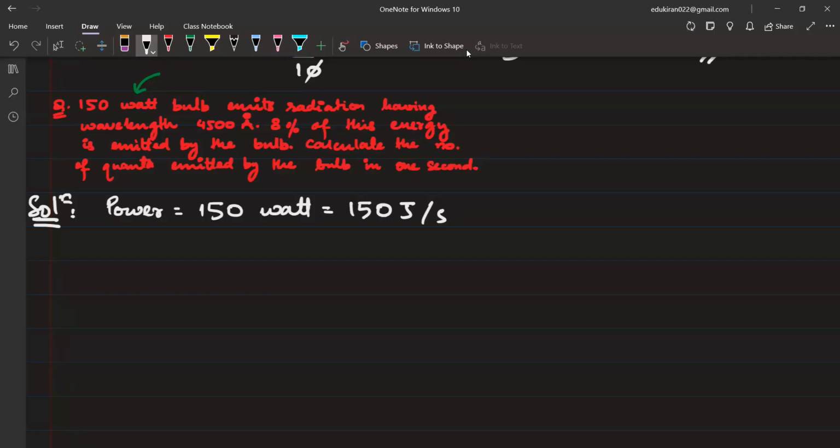Tell me, guys. What is the power of the bulb? 150 joules per second. So per second it is emitting how much energy? 150 joules. But they have told us 8% of this energy gets emitted. Can you see that? 8% of this energy is emitted by the bulb. Even though the power of the bulb is 150 watt, it emits how much? Only 8%. So I can write in 1 second.